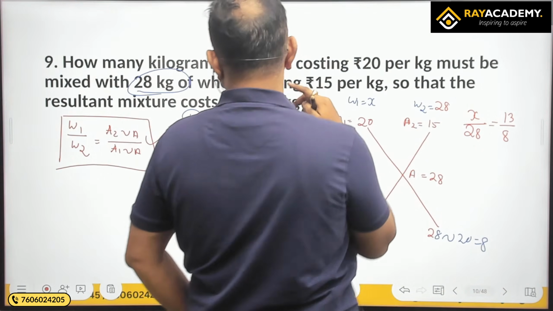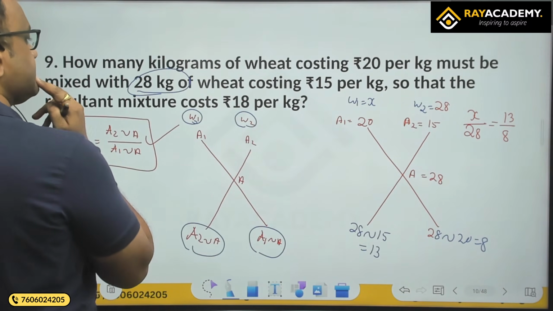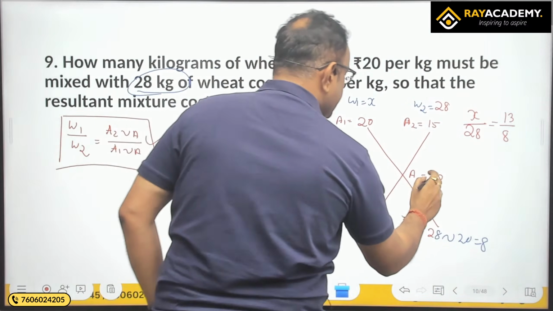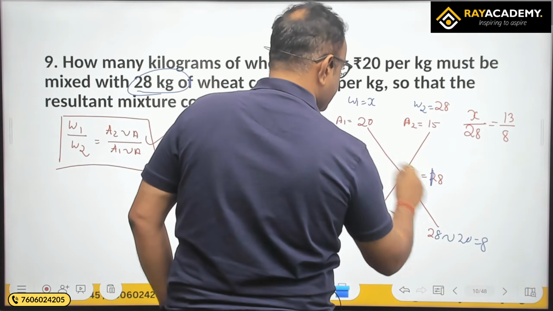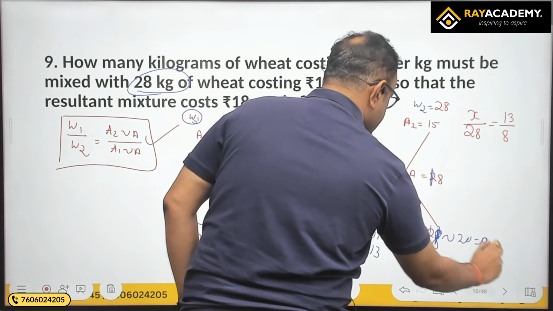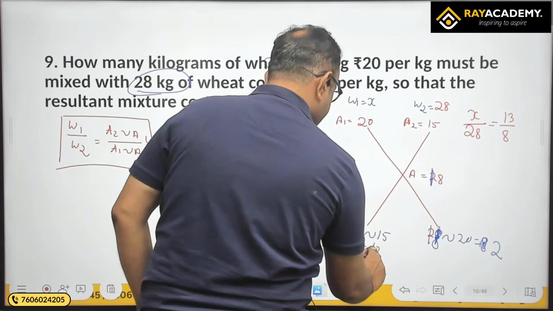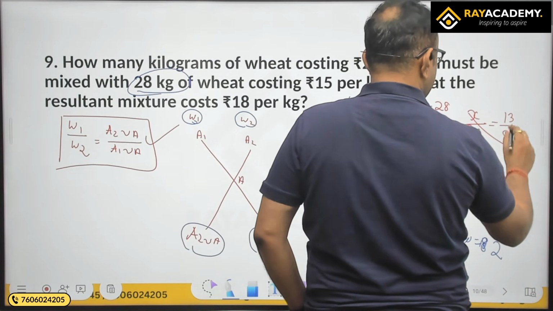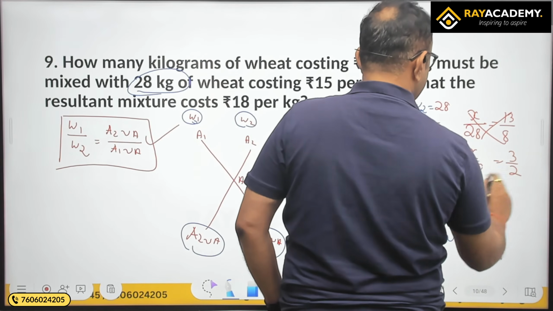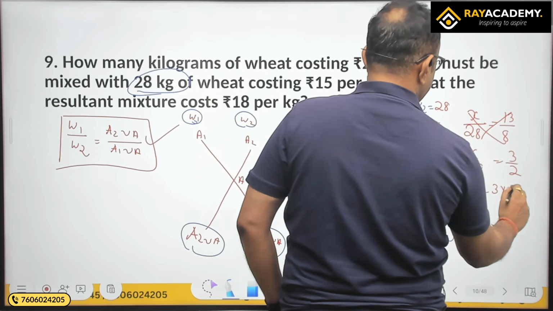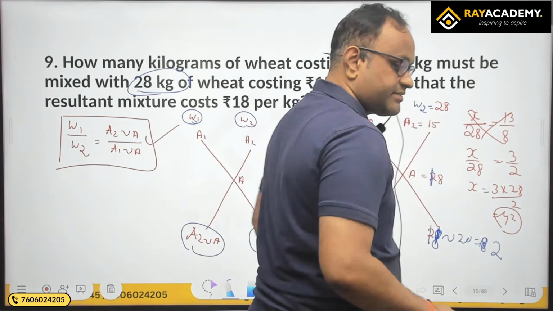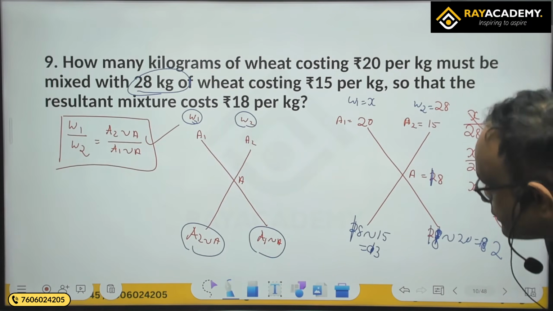I think we began with 28 kg of wheat at 15 rupees. Okay, 18, this is 18. That is why I am getting wrong numbers. So 18, sorry. 18 minus 20, the difference is 2. 18 minus 15, the difference is 3. So it is x by 28 equals 3 by 2. So x equals 3 multiplied by 28 by 2. So that is 42. In the previous method also we got 42, here also we got 42.